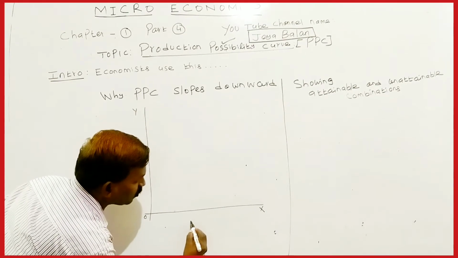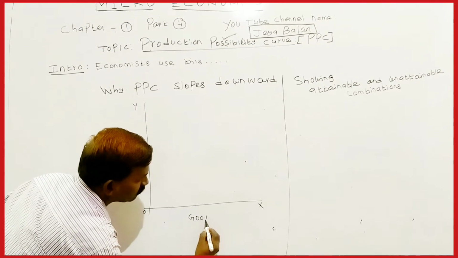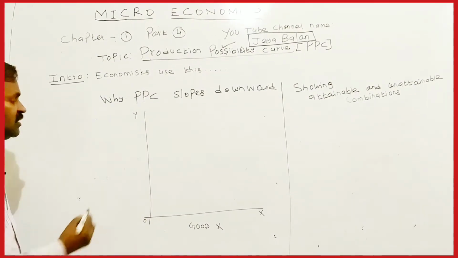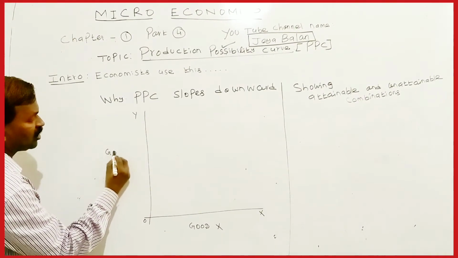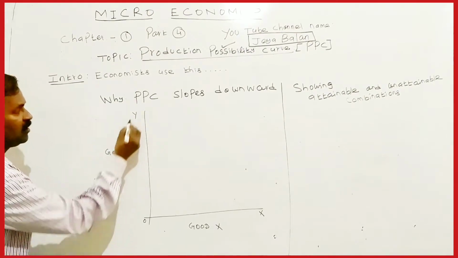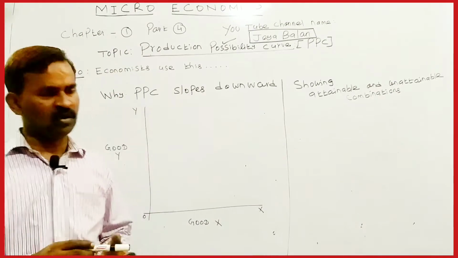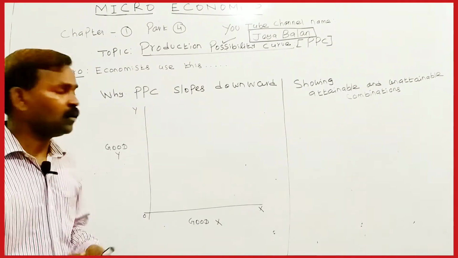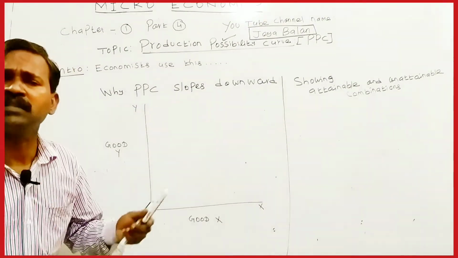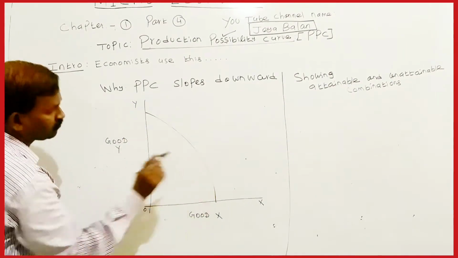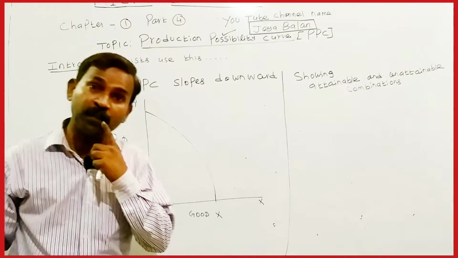Here we are going to show the production of commodity X on the x-axis, and the production of commodity Y we want to show on the y-axis. Okay. How do we draw PPC? It's so simple, as I told you. It's here. That's it. It's so simple.